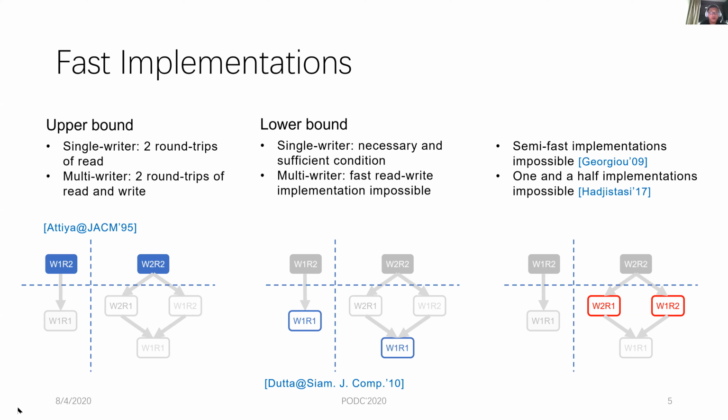Towards solving these 2 open problems, the impossibility result can be obtained when we restrict the implementation to be semi-fast, or when we change the model of computation to the 1.5 round trip model. However, the core problems still remain open when we allow any fast read or fast write implementations.